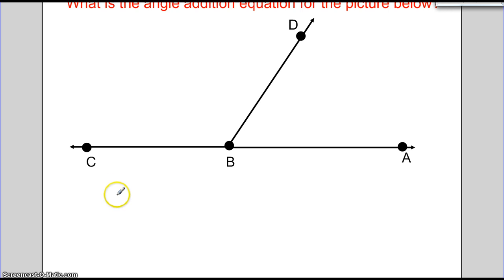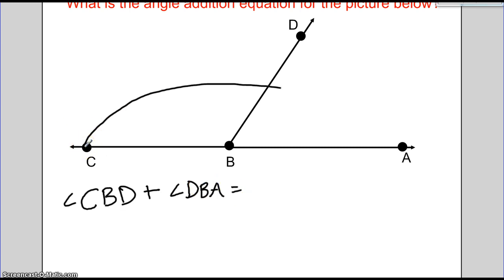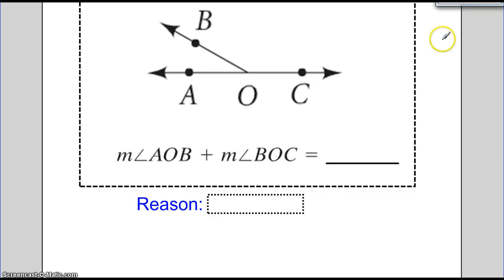Again, try it again. Okay, so I have C to B to D plus D to B to A. Now here's the thing. Notice how if I go from C to A, that makes a straight line. Well, a straight line is 180 degrees, or angle C to B to A. Okay, 180 degrees is a straight angle.